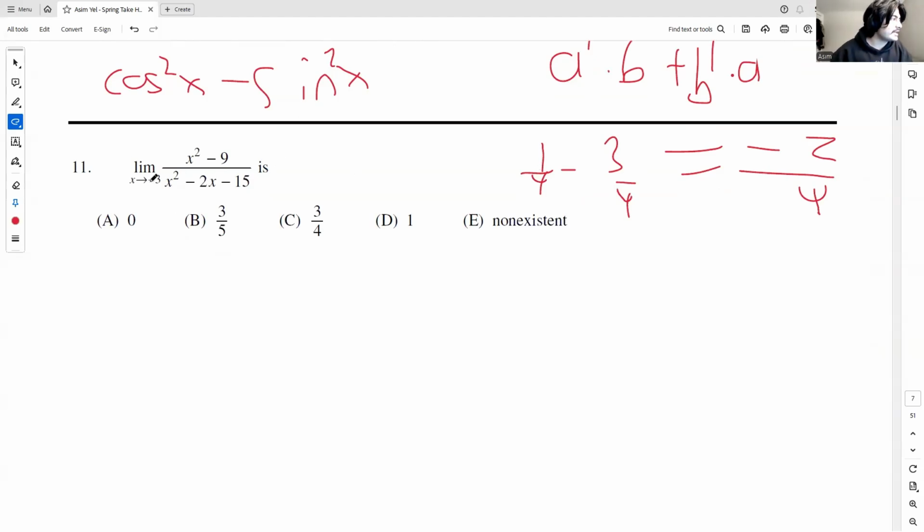Question number 11. Limit as x approaches negative 3. What is this? So basically, guys, I'm not even going to plug negative 3 into this thing because it's obvious that I will get 0 over 0. They're planning to trick you. So don't waste your time by just plugging the x value into this.